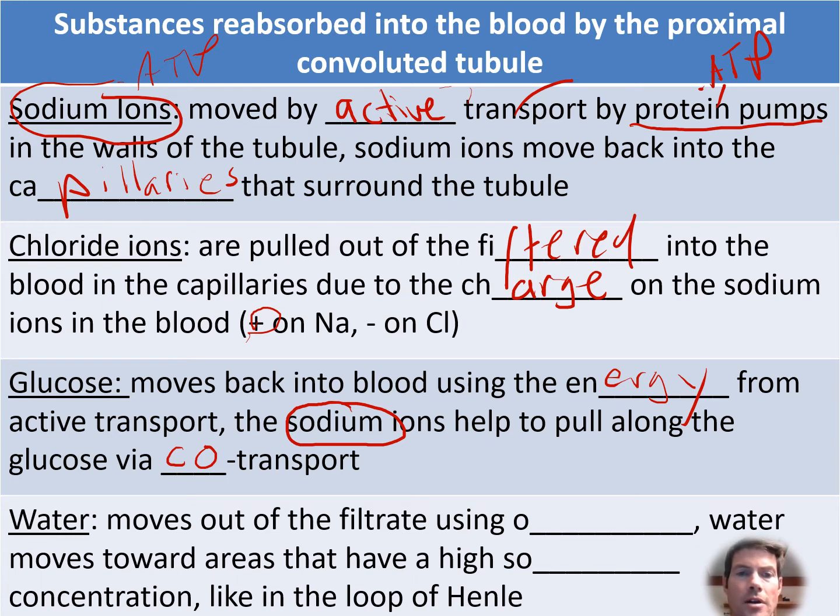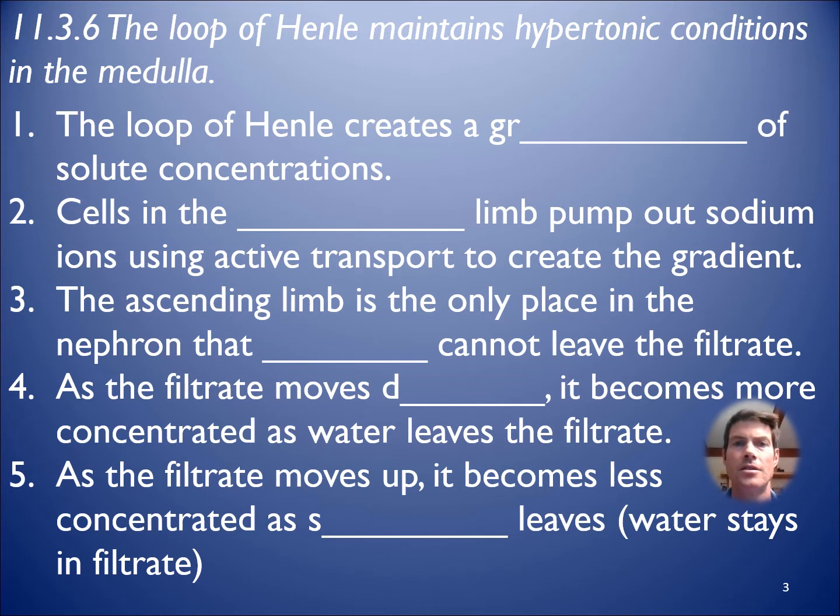And water, as we know, moves by osmosis, and moves toward areas that have a high solute concentration, like the loop of Henle. So wherever it's really salty, really sugary, water is going to want to move toward that area. So the loop of Henle, you got Bowman's capsule here, and you got the proximal tubule, boom, you get this little loop here, and this is the loop of Henle, and it creates a gradient of solute, so it gets more concentrated as you move down that loop of Henle.